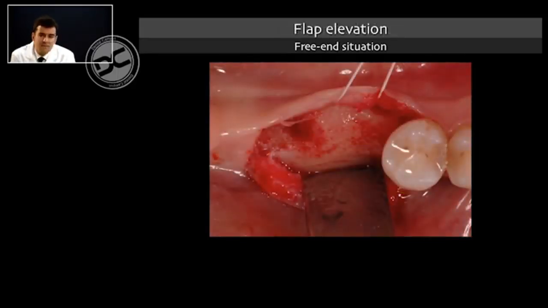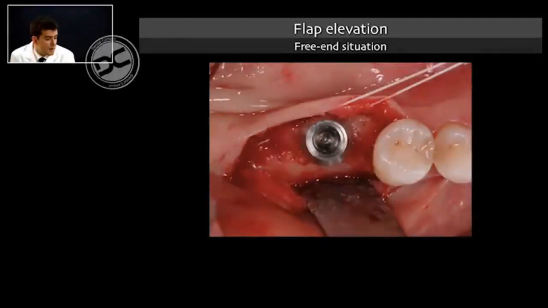So this is a very elegant technique which allows an excellent mobilization of the flap and an ideal access to the bony site. So again, we check for the presence of bone defects, and again, very important, check the presence of lingual undercuts by using elevators, of course. The implant is placed. Again, it was a straightforward procedure.